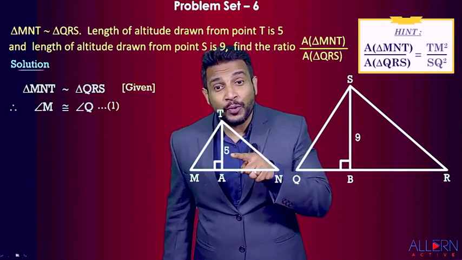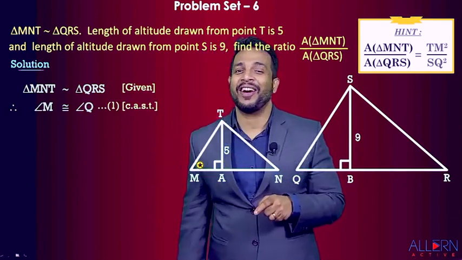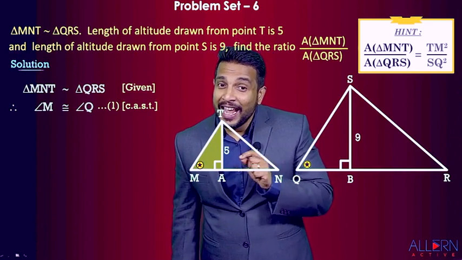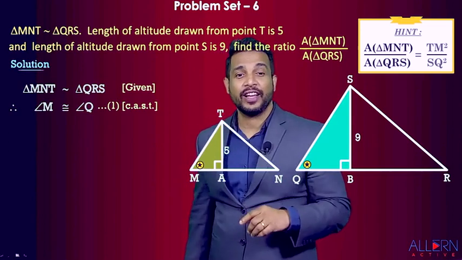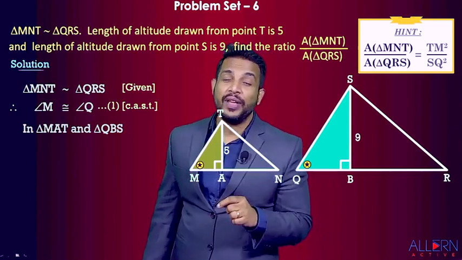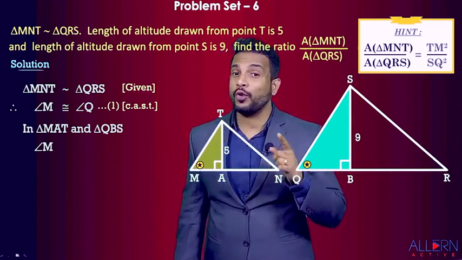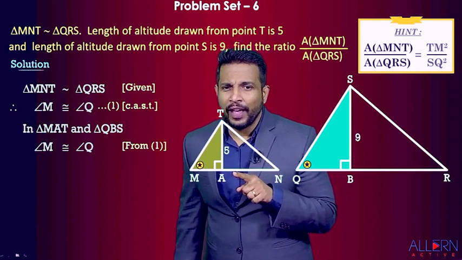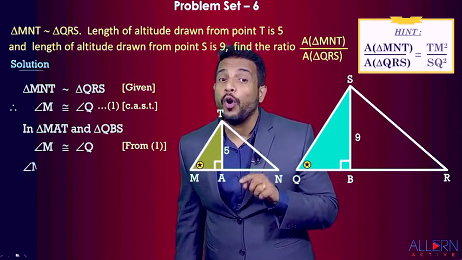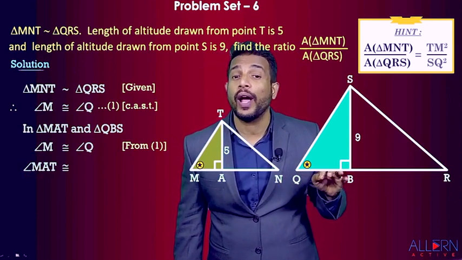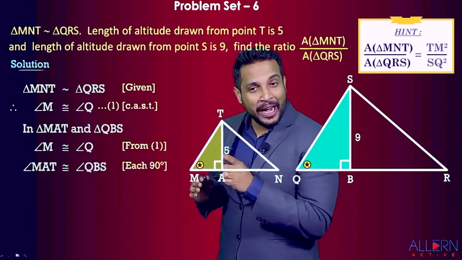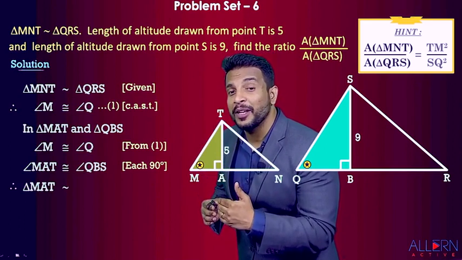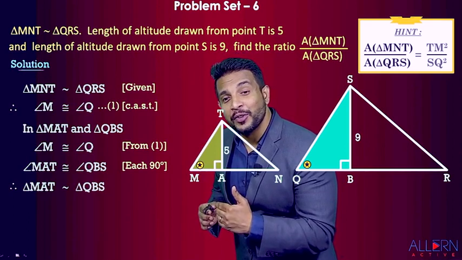Let's use this for these two triangles as I said. Look here now. Consider this triangle, triangle TAM, and triangle SBQ. In these two triangles we can say that angle M is congruent to angle Q. From where did we get that? From 1. And one more pair of angles, that is angle TAM congruent to angle SBQ. Why? Each is 90 degrees, right? So now we can say yes, both the triangles are similar to each other by a test of similarity.